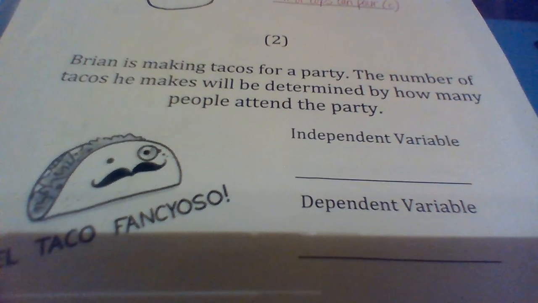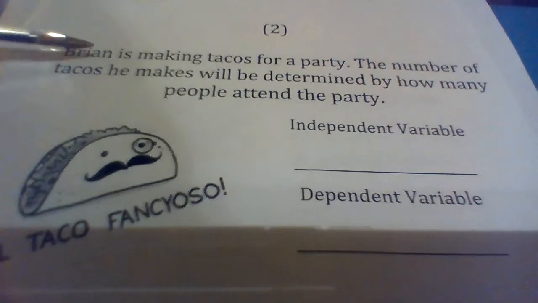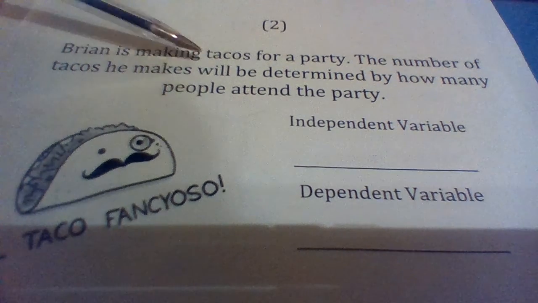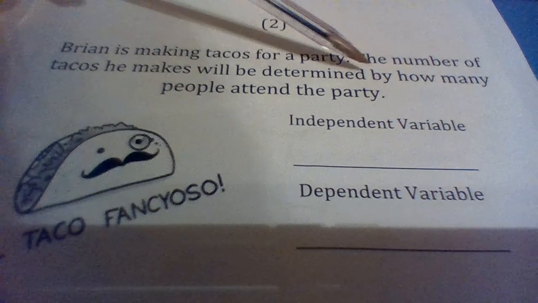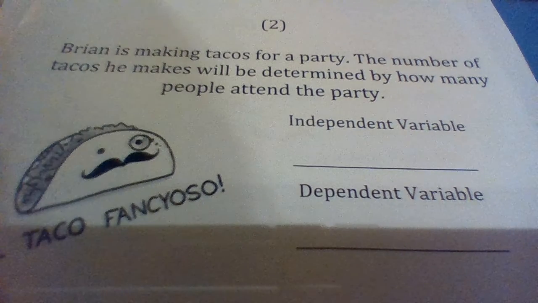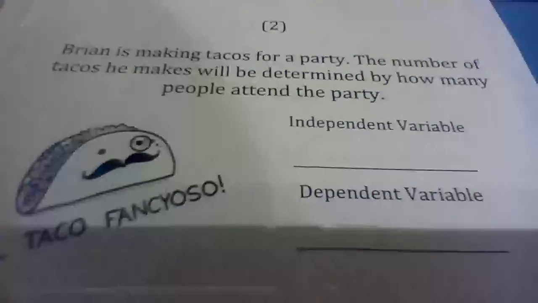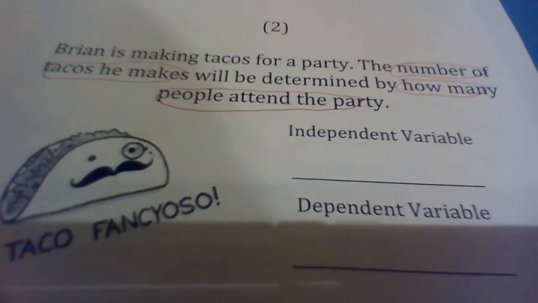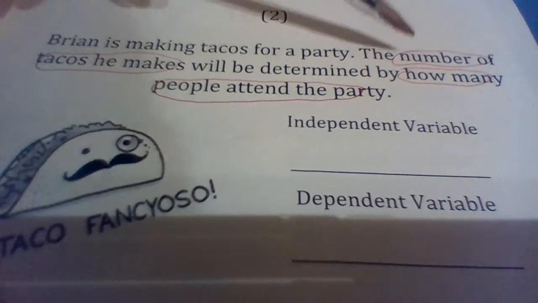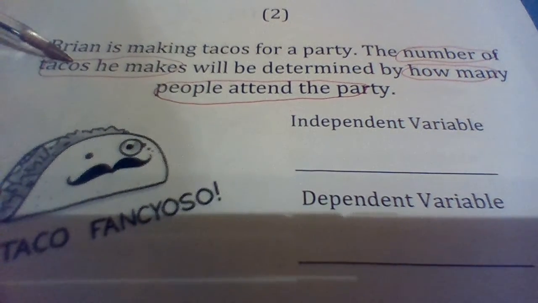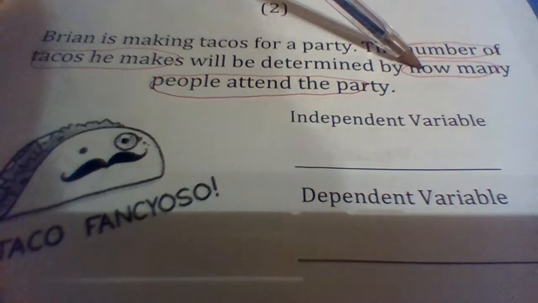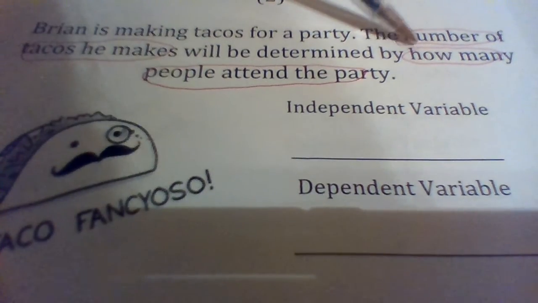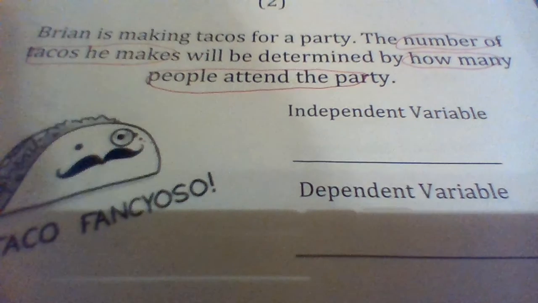Okay, the next one, we're talking about some tacos, right? Brian is making tacos for a party. The number of tacos he makes will be determined by how many people attend the party. So let's circle. What would our two variables be here? If you thought right away that we had the number of tacos he's making and how many people, right away that's a number, right? We've talked about that before. That's a keyword. The number of people to attend the party.